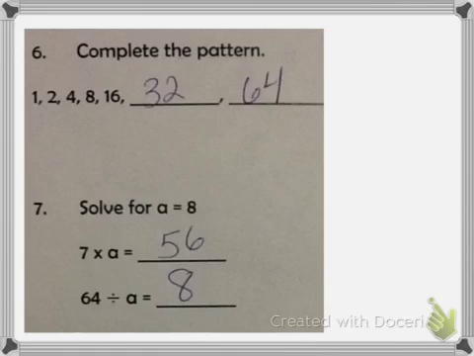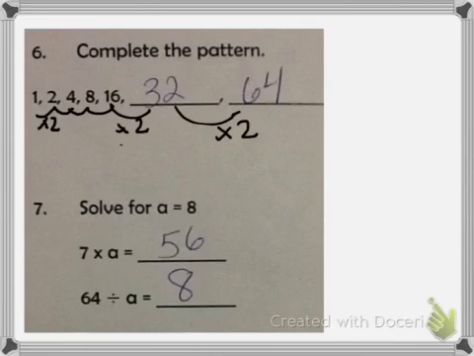Number 6, complete the pattern. I notice that as I'm moving, I keep moving towards the right. I keep multiplying by 2 each time. 1 times 2 is 2, 2 times 2 is 4, 4 times 2 is 8, 8 times 2 is 16, 16 times 2 is 32, and 32 times 2 is 64.